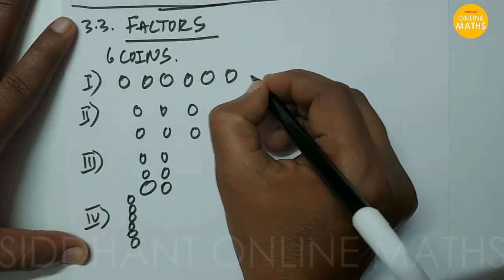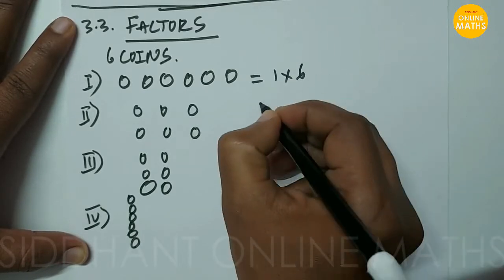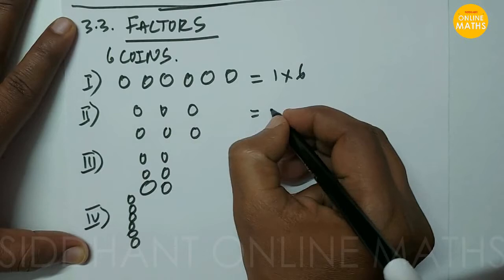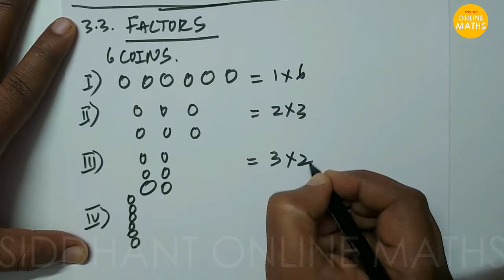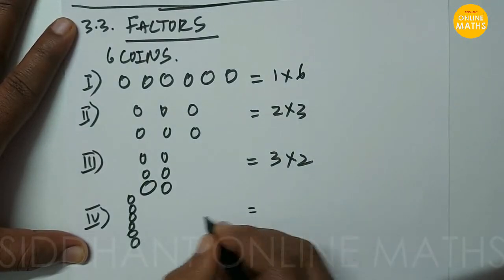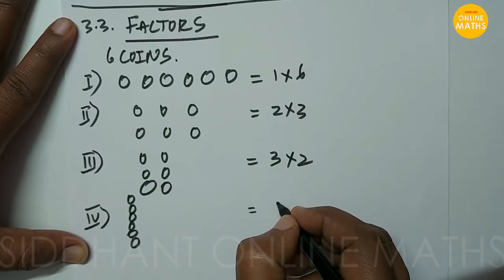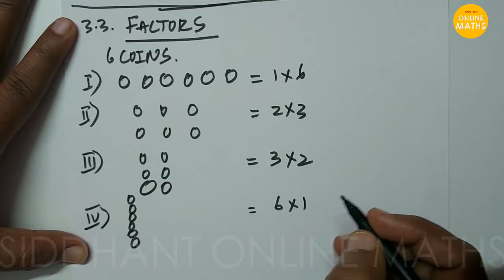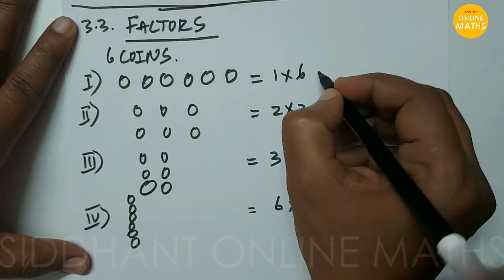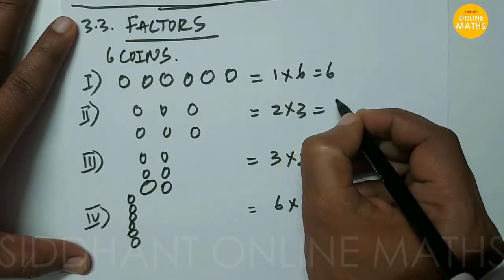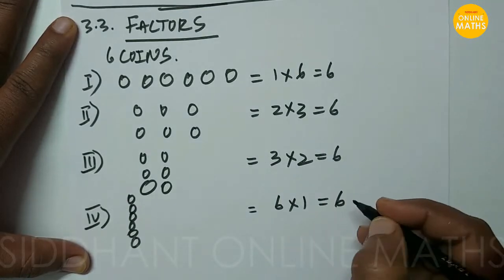Here, one row means 1 into 6. Here 2 rows, 3 columns, we can say 2 into 3. And here 3 into 2, that means 3 rows, 2 columns. And here only one column, that means 6 rows and 1 column. In all of these you get the product 6 only. So 1 into 6 is 6, 2 into 3 is 6, 3 into 2 is 6, and 6 into 1 is 6.